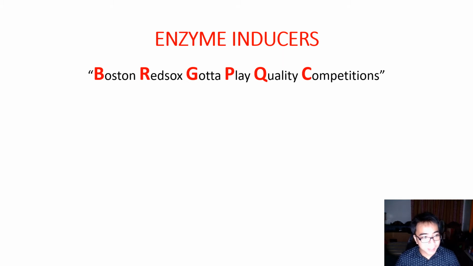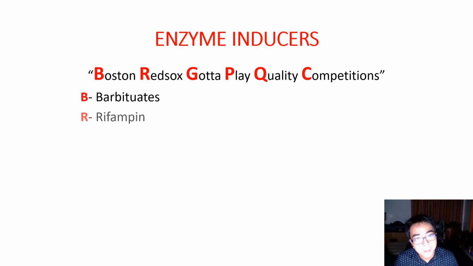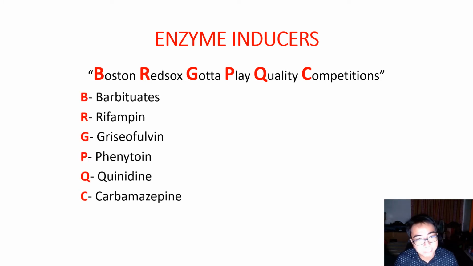Now, here are some examples, class, of enzyme inducers and mnemonics I often use to remember the enzyme inducers. So we have the Boston Red Sox gotta play quality competition. Boston Red Sox is a baseball team, if I'm not mistaken. So these are barbiturates, rifampin, griseofulvin, phenytoin, quinidine, carbamazepine. So again, class, most enzyme inducers are anticonvulsants.